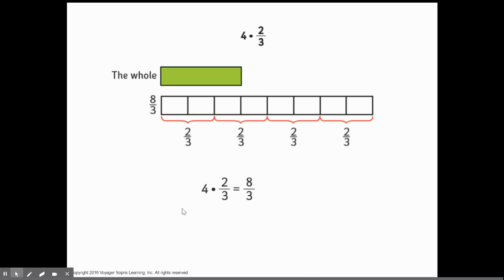If you notice here, 4 over 1 times 2 over 3, 4 times 2 gives us an 8, and the imaginary 1 that's under every whole number is multiplied by the 3.